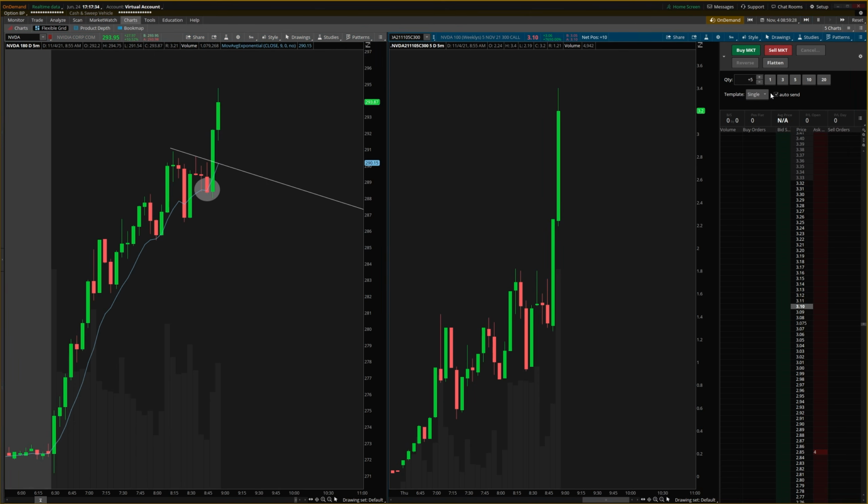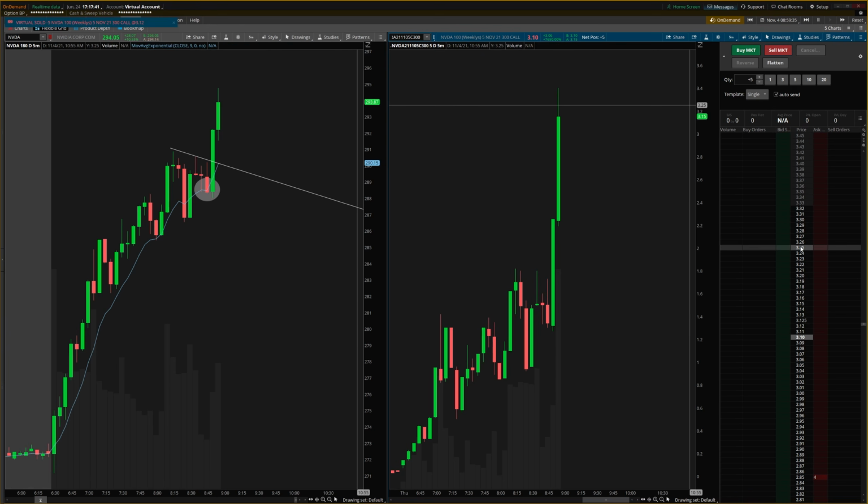So you should always scale out on the IV pump. So let's just take off like half our position right here on this first initial pump. We took off 5 contracts at 312. Like I said, you should always be scaling out, locking your profits on the way up, just to make it easier to let the winners ride.